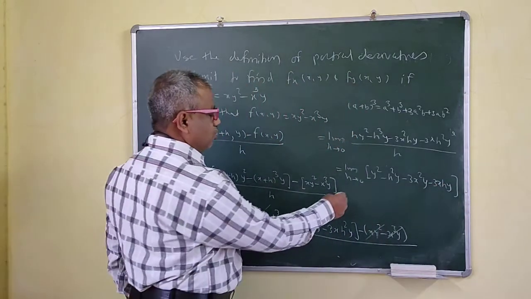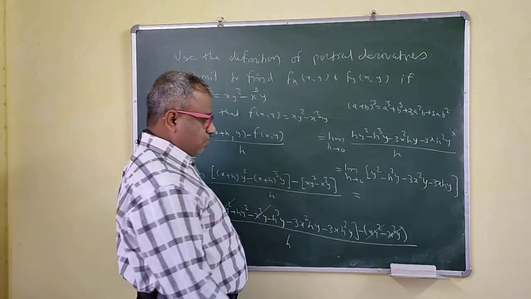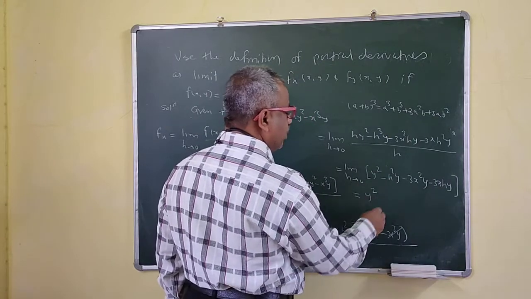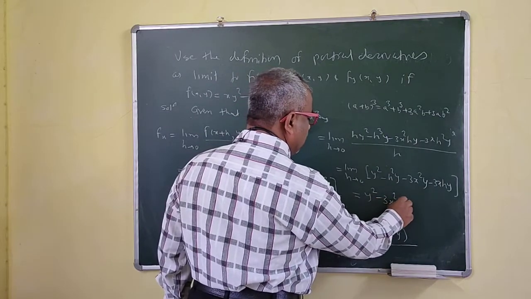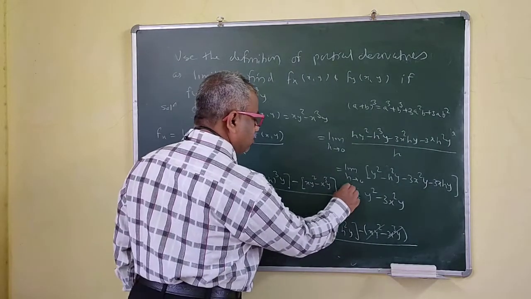Now put h equal to 0, because now this is not a 0 by 0 form, so you can put h equal to 0. So if you put h equal to 0, what we get? y square, here h is equal to 0, that means this is minus 3x square y. So this is your required answer. Right? So this is your fx.